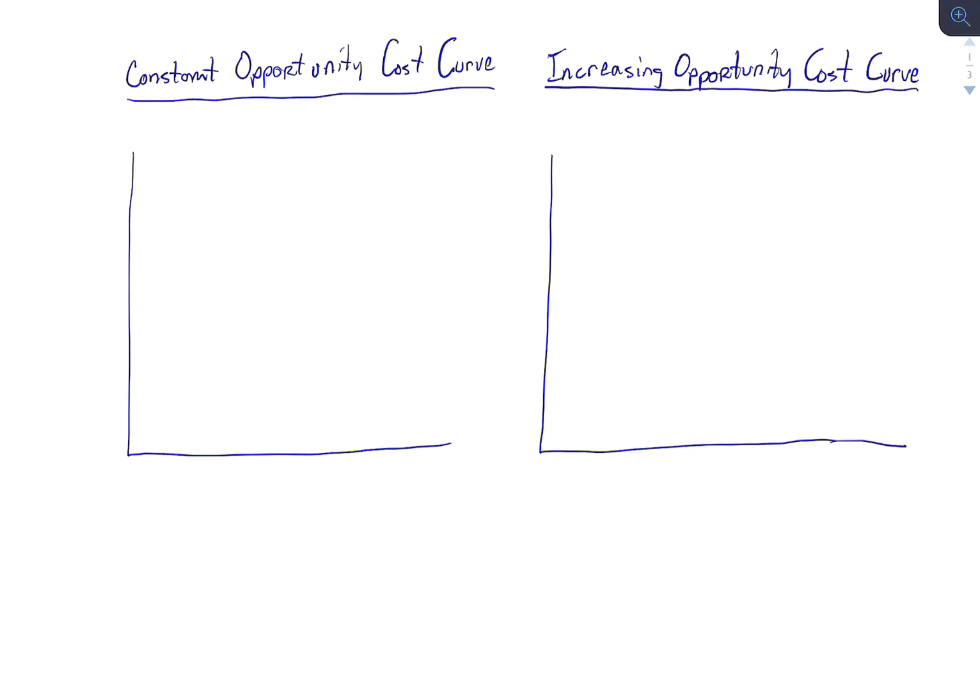Welcome to this video about cost curves or opportunity cost curves. The first thing I want to do is talk about the two different types of curves. There is what's referred to as a constant opportunity cost curve, which is a straight line representing the trade-off between any two goods. It could be pizza and computers, it could be tennis shoes and umbrellas.